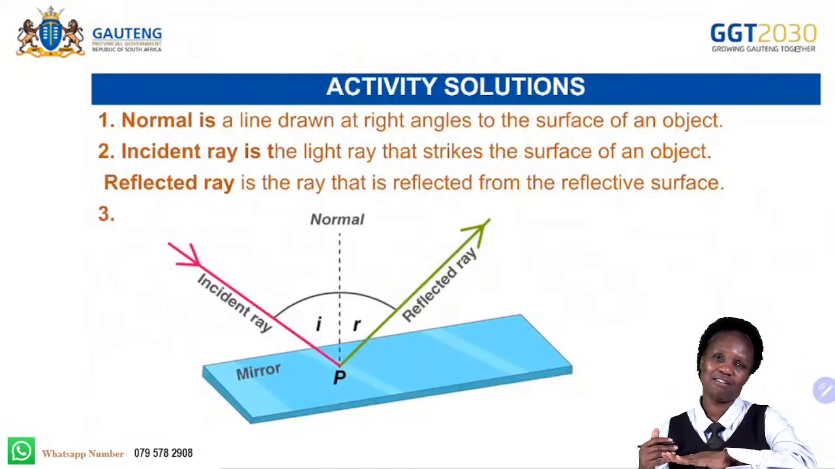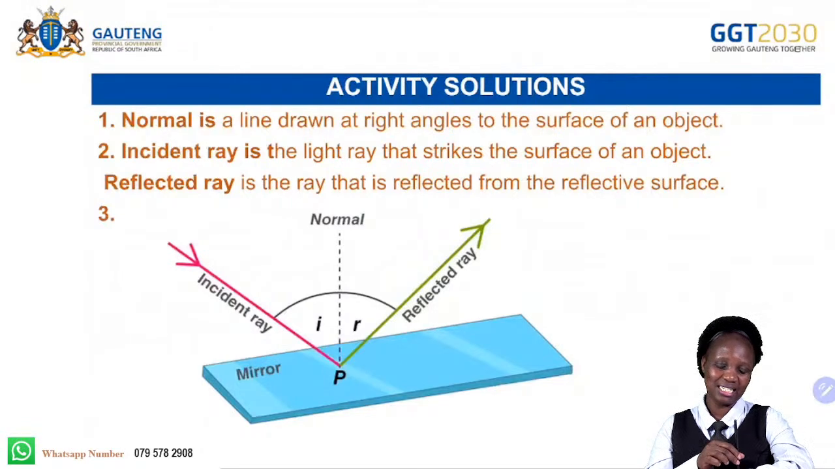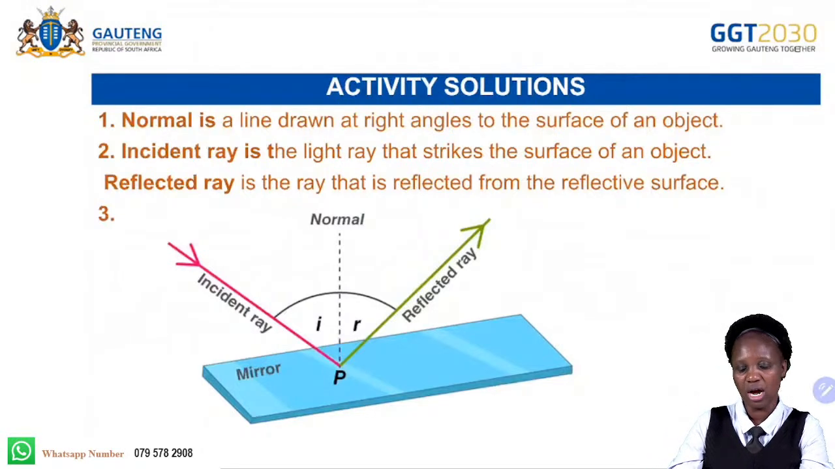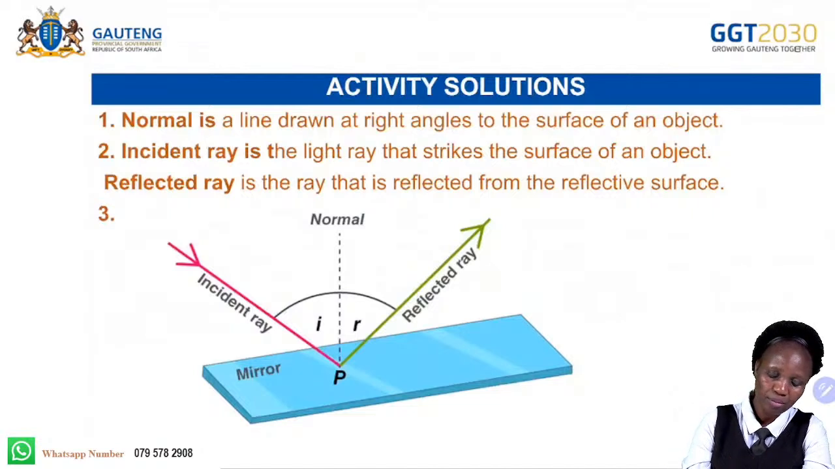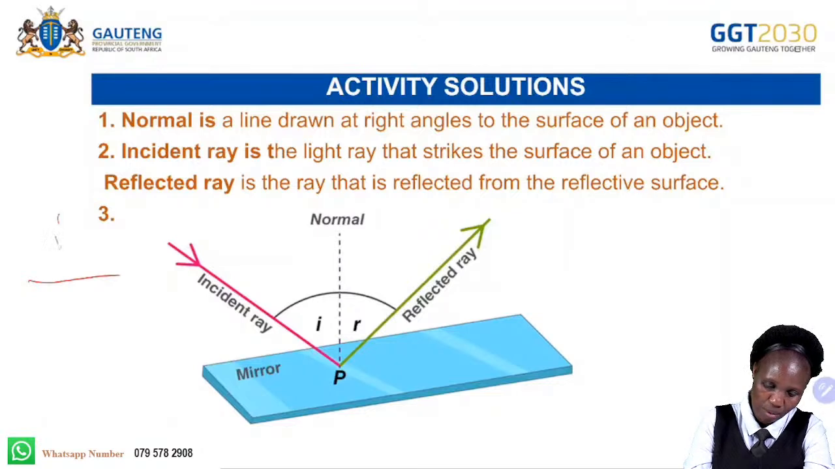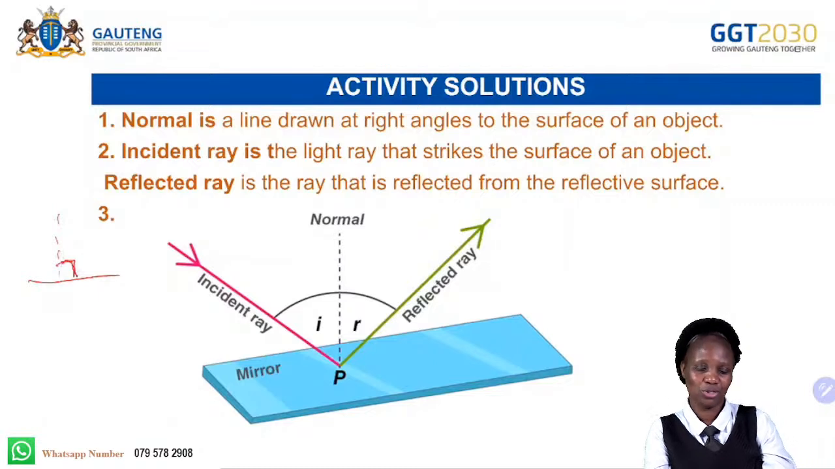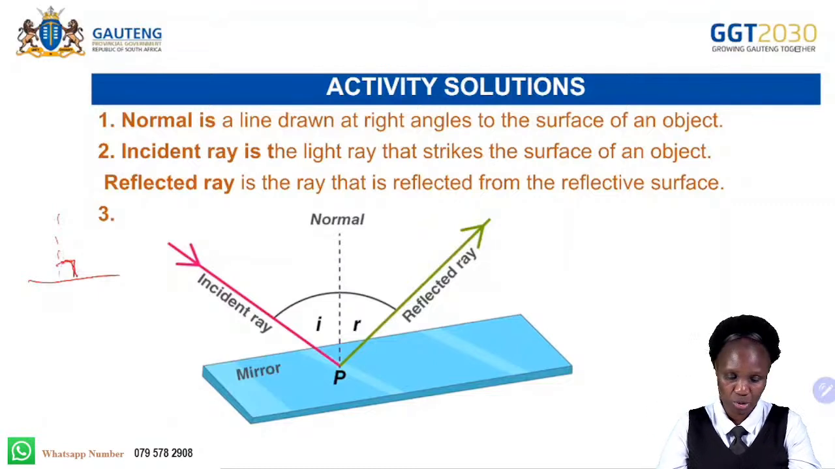Let's say this is a surface, and then this will be our normal. It is at a right angle. This is a right angle. For example, on our diagram, let's say this is a surface and this is the normal. This is a right angle. This is a normal. Do you understand? Good. Then let's go to question number 2.